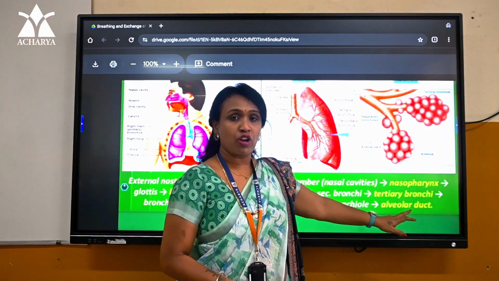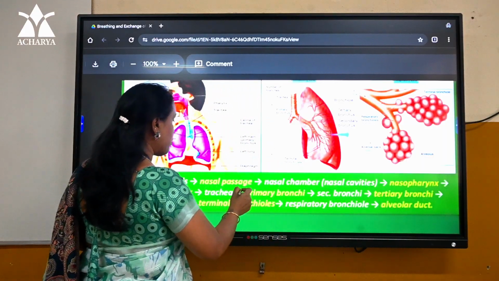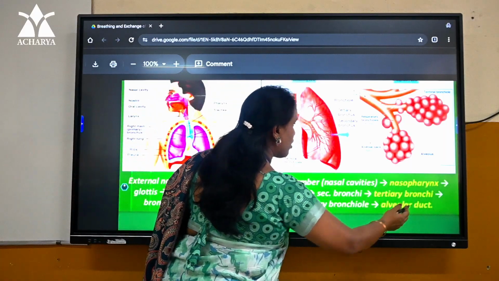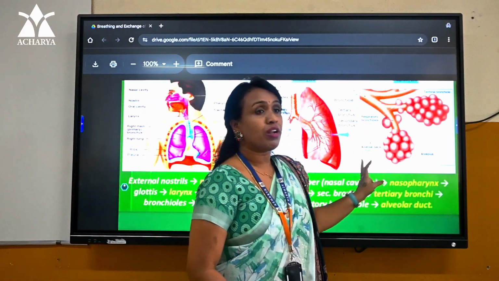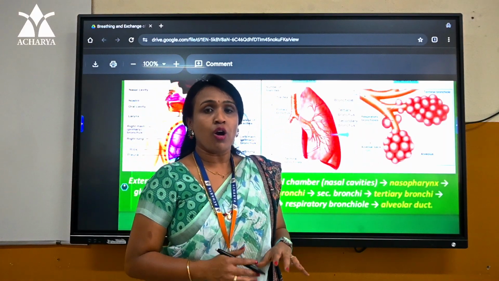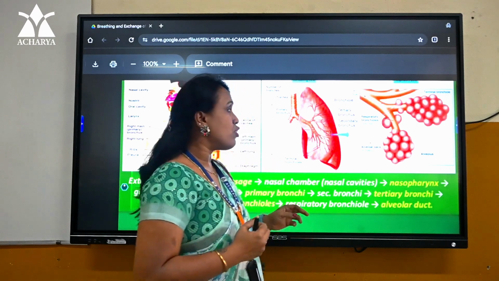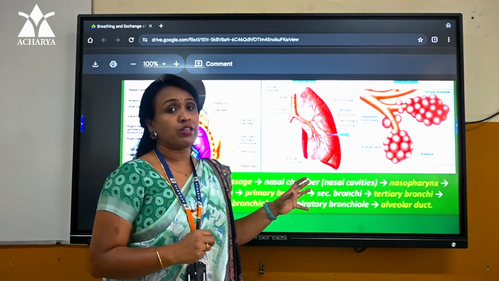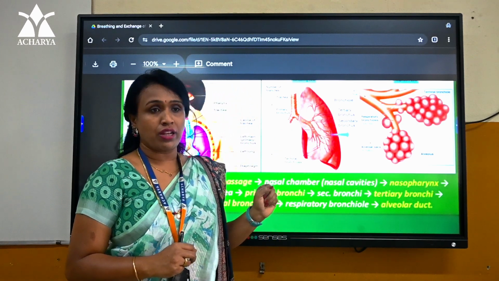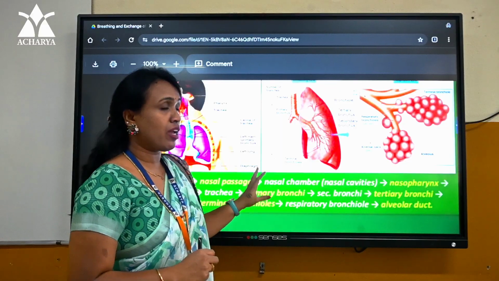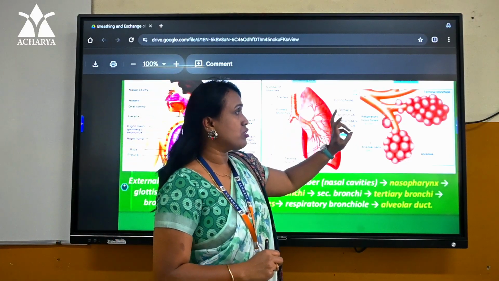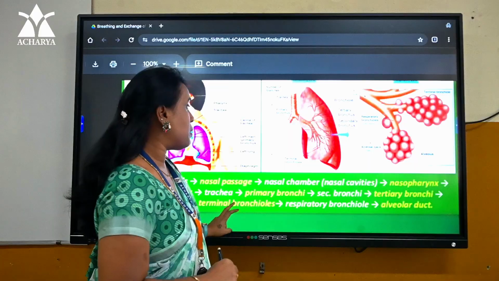and the alveolar duct. So from the primary bronchi to the alveolar duct, the entire structure is called the respiratory tree or bronchial tree. Each lung has about 8 million alveoli. So totally around 16 million alveoli are present and 500,000 respiratory bronchioles are present.